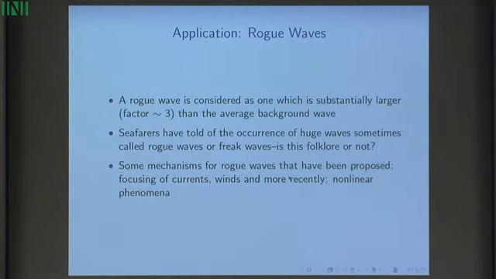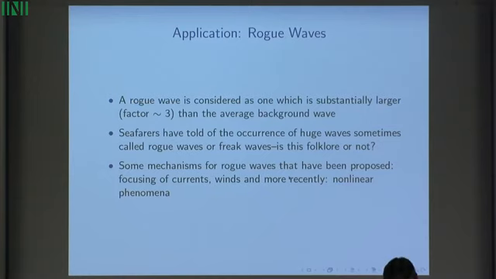Let me turn your attention to more applications where solitons play a role. Rogue waves. A rogue wave is considered as one which is substantially larger than its background. So if you have a background of a couple of feet, then a rogue wave would be 3 times as large, say 6 to 8 feet. And people who have been in the ocean talked about currents of huge waves called rogue or freak waves. They just seem to come out of the blue. And there are some mechanisms for this.